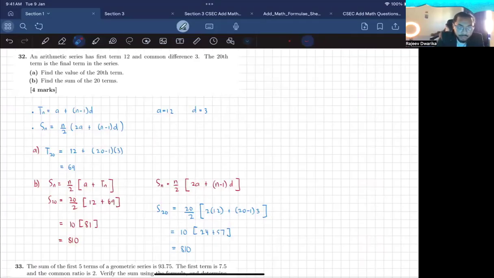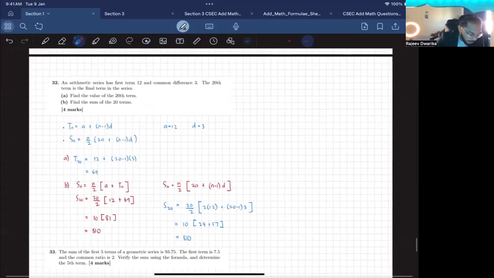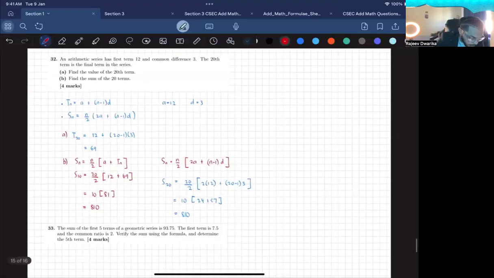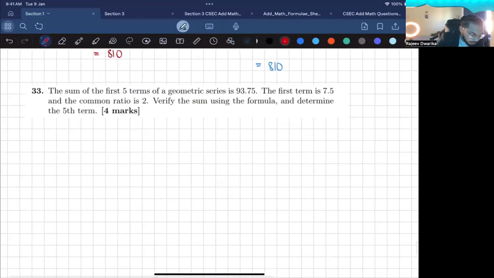If this is a GP, write down the formulas. For a GP, you have a bunch of formulas. You have the general term formula, the sum where r is more than 1, the sum where r is less than 1, and the sum to infinity formula. You have quite a lot there. All right, cool. Let's move on to question 33.